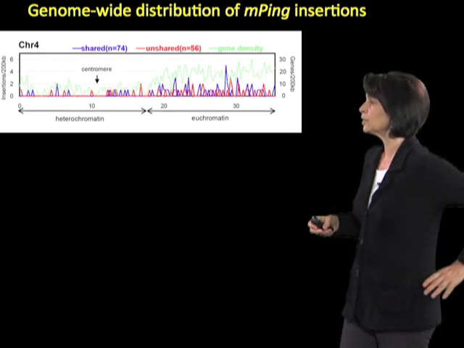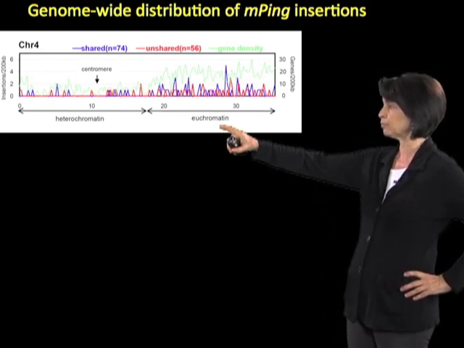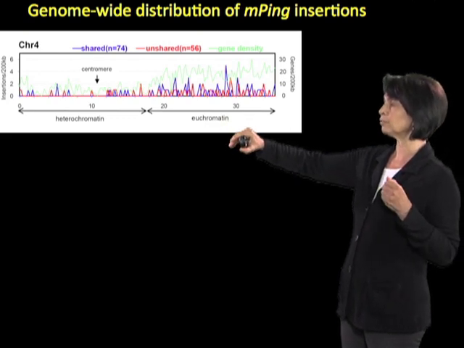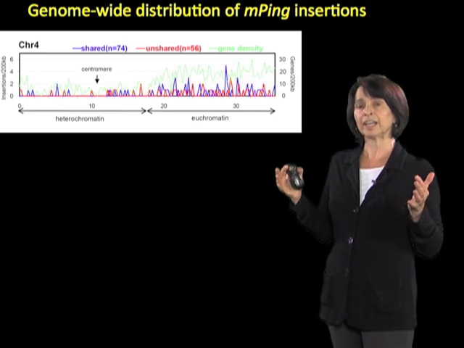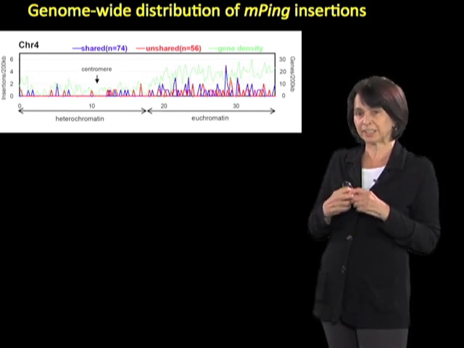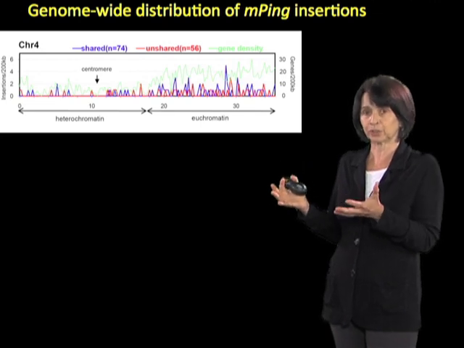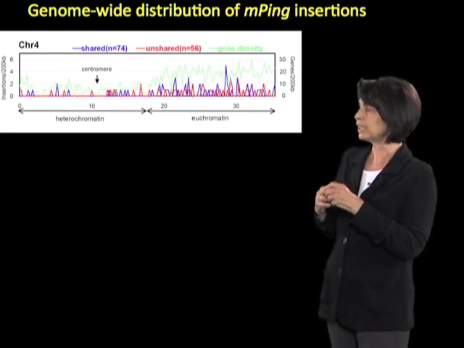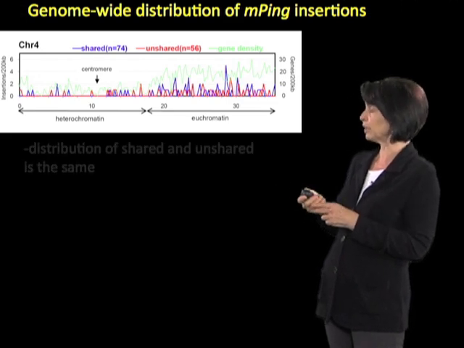And this shows a single chromosome, chromosome 4, and we're looking at the insertions on chromosome 4. Chromosome 4 has a very large region of heterochromatin. And most of the transposable elements, the DNA transposons, don't insert into heterochromatin. They insert near genes, which are euchromatin. But we do have a few insertions that are in or near heterochromatin.